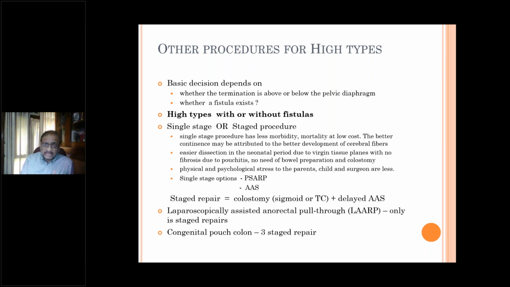And that is why, with the sigmoid colostomy, you are giving this colon a reason to grow. It should be developing along with the child. So that part of the colon would be developing along with the child.